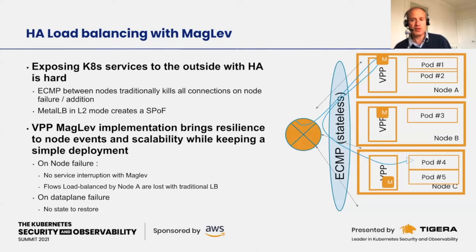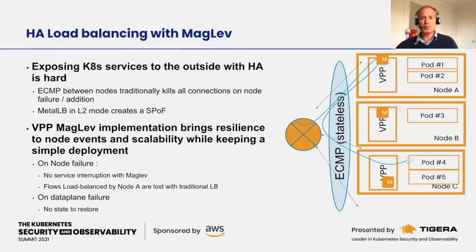So as usual, the router will steer the traffic to one of the nodes. Here you have three nodes, node A, node B, node C, right? And this node will do what it has to do for service load balancing. It will load balance and randomly choose a pod, a servicing pod. And in that particular case, pod number 4 is chosen.